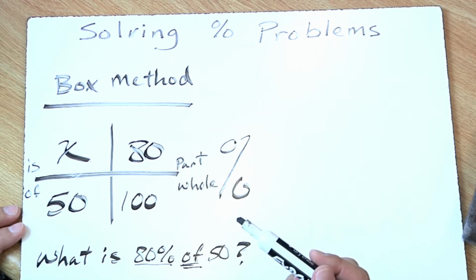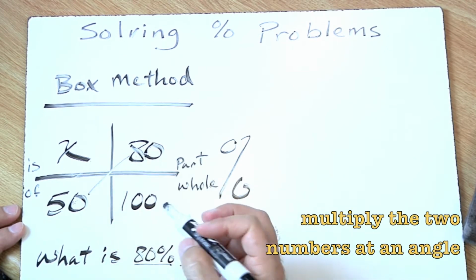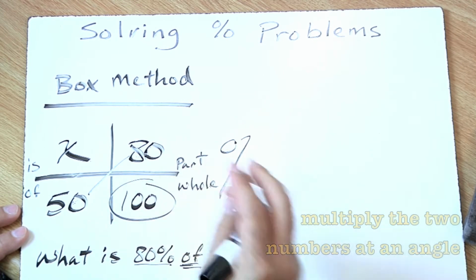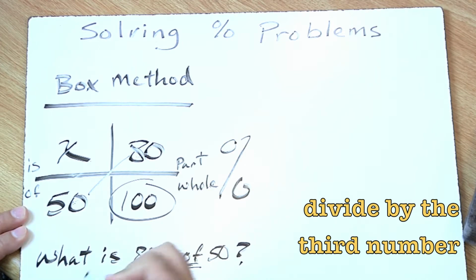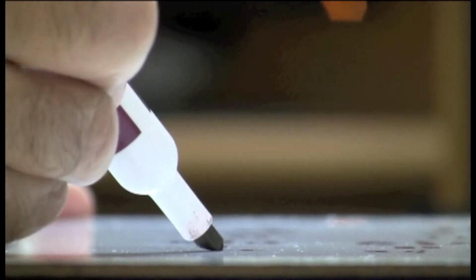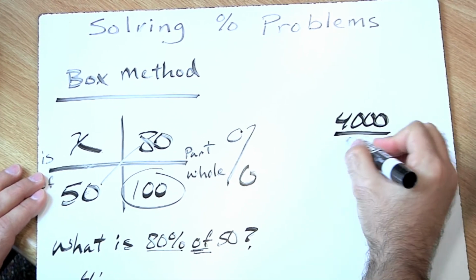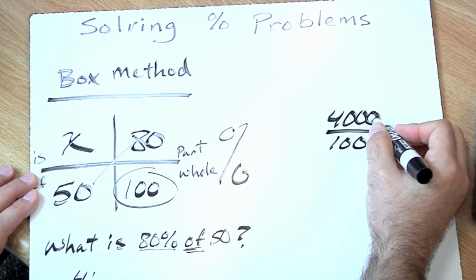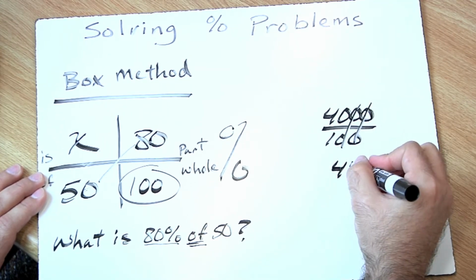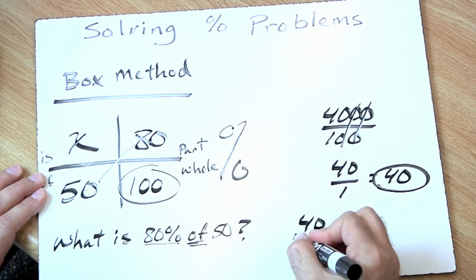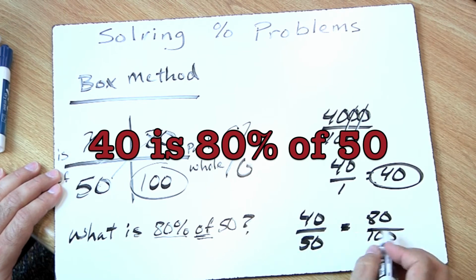So now what do I do? I take 50 times 80. I'm going to multiply the 2 numbers I see at an angle and then divide by the third. I'm dividing by 100. So 80 times 50 and then divide that by 100. So 80 times 50, well that'll be 4,000. And so I'm going to divide 4,000 by 100. Okay, so we have 4,000 divided by 100. Every fraction is also a division problem. We're going to cross cancel our zeros and be left with 40 over 1, which is 40. So really, 40 is 80% of 50.